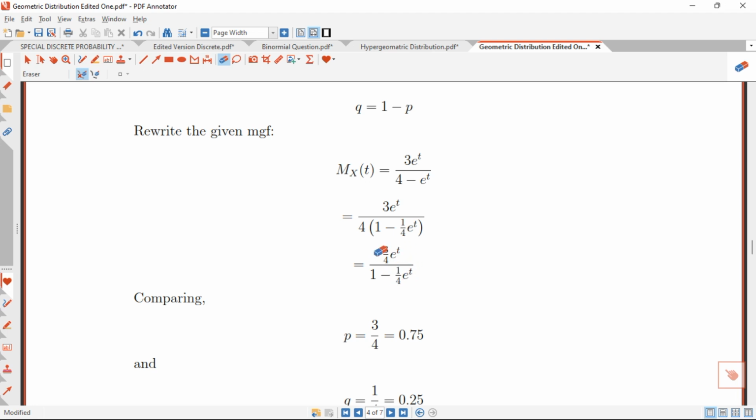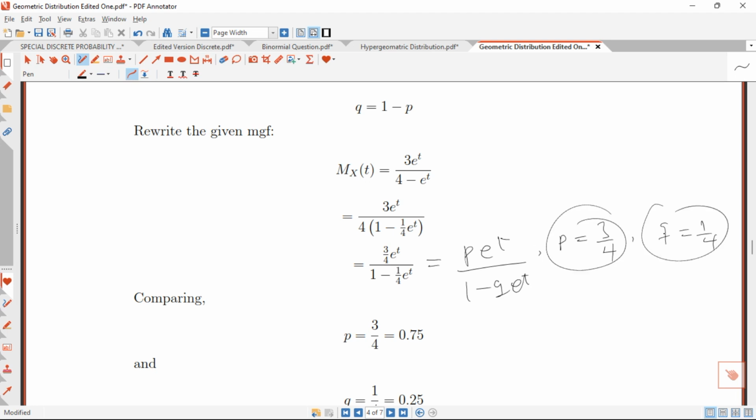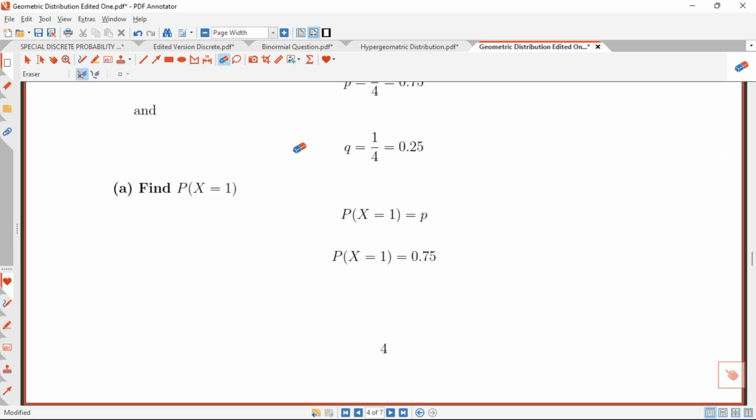And then this expression more or less resembles a geometric distribution, because we can compare this to p e raised to the power t divided by 1 minus q e raised to the power t, where we say that our p is equal to 3 divided by 4, and our q is equal to 1 divided by 4. So right now we have been able to deduce our p and our q. Once you have been able to do that, it means we are good to go, we can solve the question.